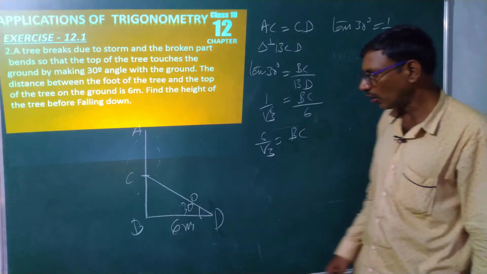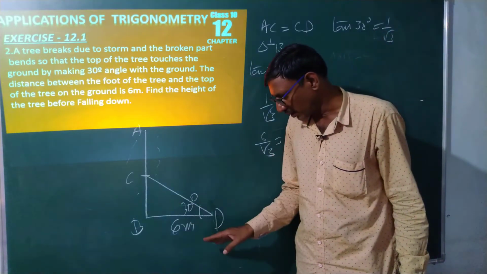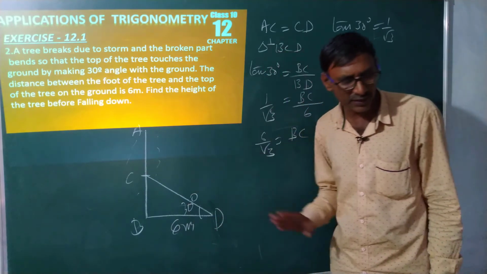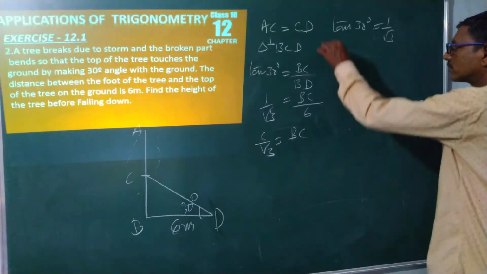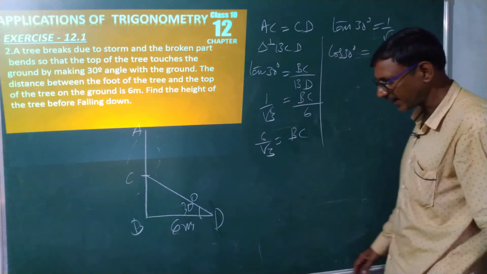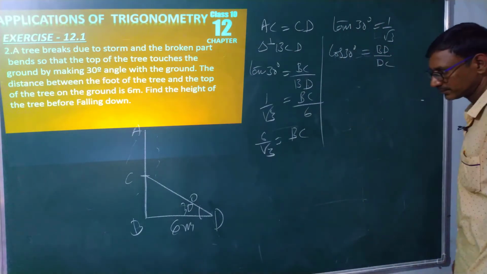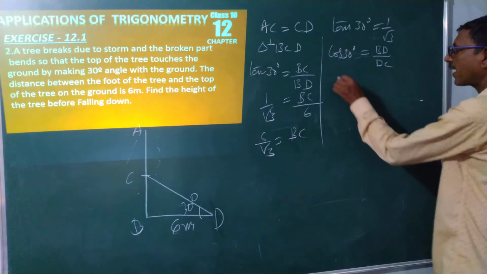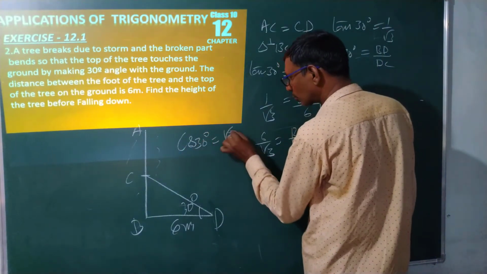Okay, so I know one part of the tree now. Now I would like to find the other part. See, now I know this one, but I don't know this one. Adjacent side by hypotenuse, we should use cos. That helps to find CD. Now consider cos 30 degrees, that is equal to the adjacent side BD by DC. My hypotenuse is DC. Cos 30 degrees is root 3 by 2. Keep in mind cos 30 degrees is equal to root 3 by 2.